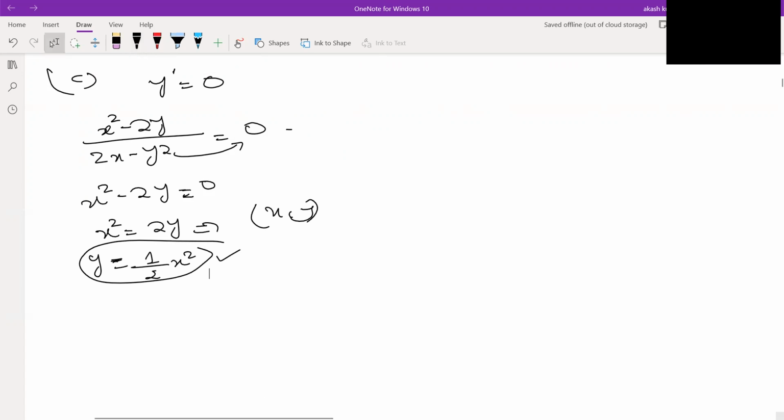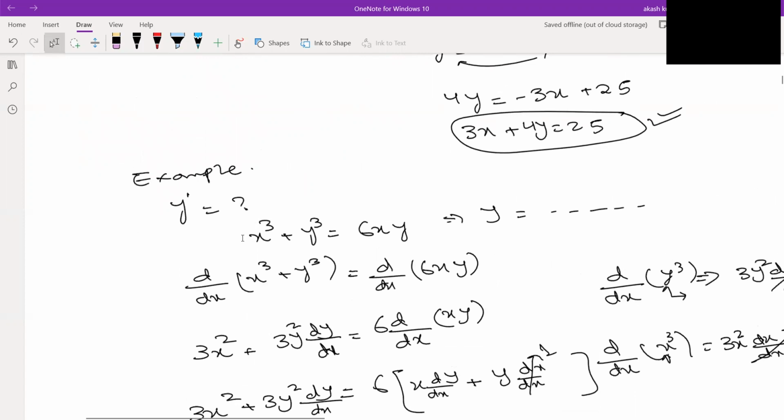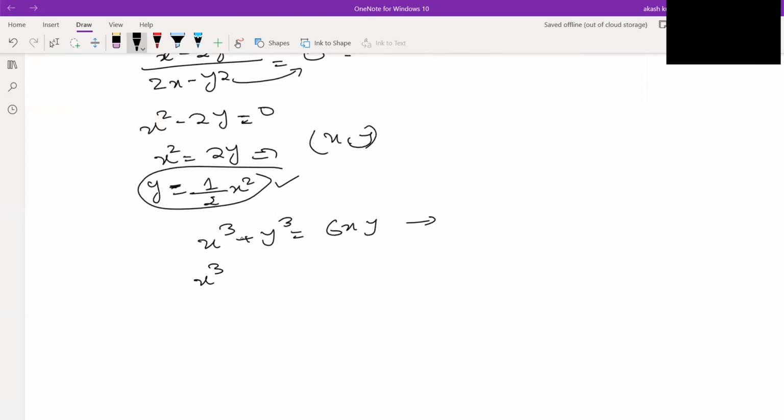For that, we have to put y equals half x square into our first equation, that was x cube plus y cube is equals to 6xy. This was the equation that was given to us initially. We put it in this equation to find the value of x. Is it clear? Yeah. Okay, x cube plus y, which is half x squared, cubed, equals 6xy, where y is half x squared. 2 goes into 6 three times. It will be 3x cubed on the right side of the equation.